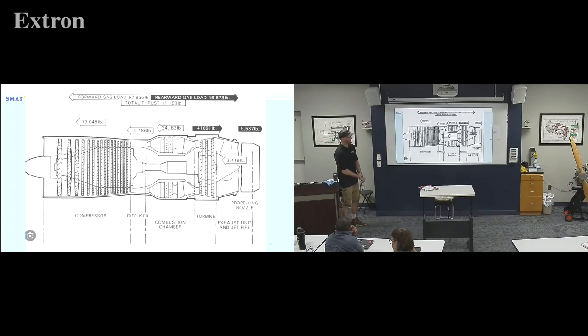So this is looking at a non-bypass turbojet, and if you had a bypass, this part would all be very similar, but you'd have a big old thrust bearing up front that's going to carry about 80% of the thrust load on it. So just an FYI.